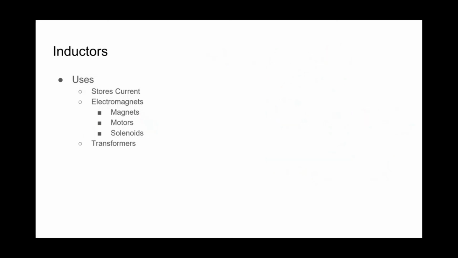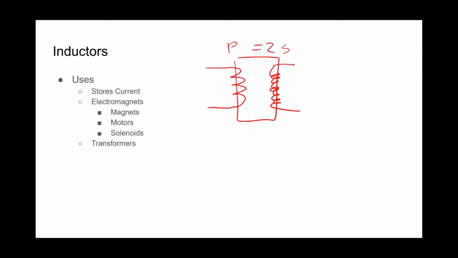Transformers. Transformers are super, super cool. What they allow us to do is increase the amount of voltage or the amount of current in a circuit. The way they work is you have one coil, and then you share a metal loop, and then you have a secondary coil which has many more turns. This is our secondary coil, and this is our primary coil. Let's say our secondary coil has twice as many loops as our primary coil.